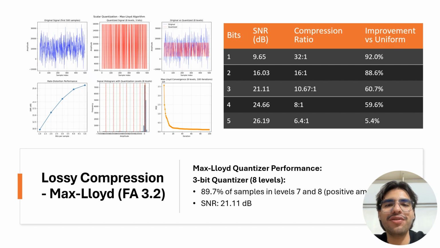89.7% of the samples fell into the two highest reconstruction levels, both representing positive amplitudes. This reflects the skewed distribution of our seismic signal, where most energy is positive with occasional large negative spikes. The improvement over uniform quantization diminishes as the bit rate increases, from 92% at 1 bit down to only 5.4% at 5 bits. Now, Adrian will present the channel modeling results.